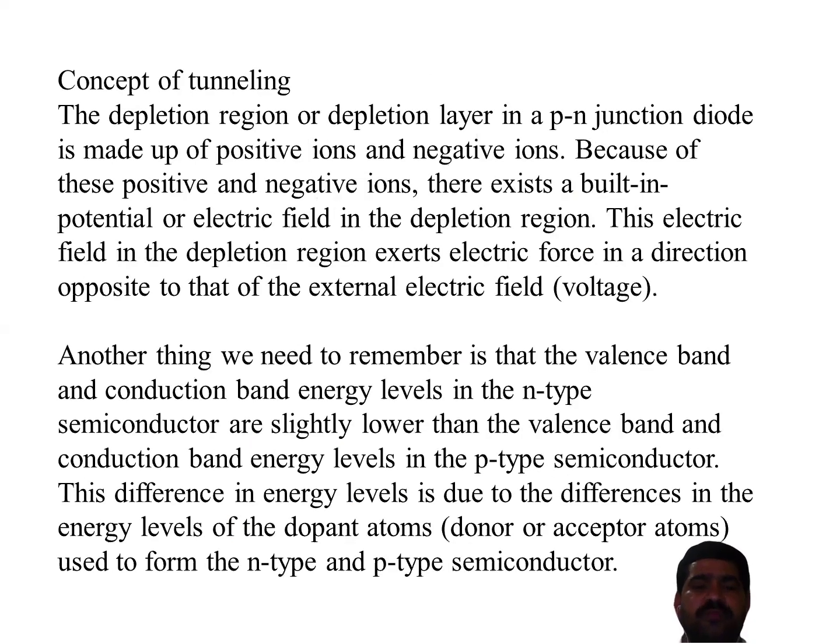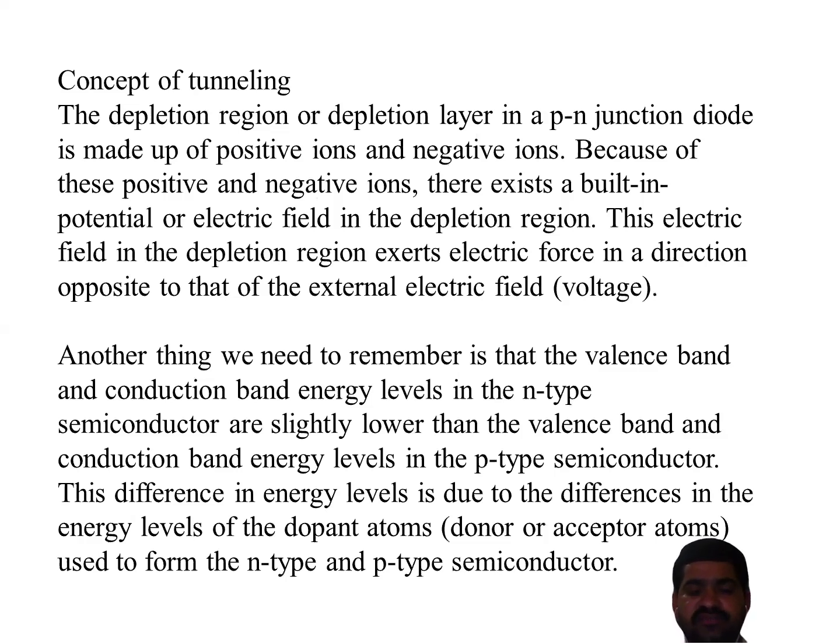So, the concept of tunneling. What is the concept of tunneling? The depletion region or depletion layer in a PN junction diode is made up of positive ions and negative ions. Because of these positive and negative ions, there exists a built-in potential or electric field in the depletion region. This electric field exerts electric force in a direction opposite to that of the electric field.